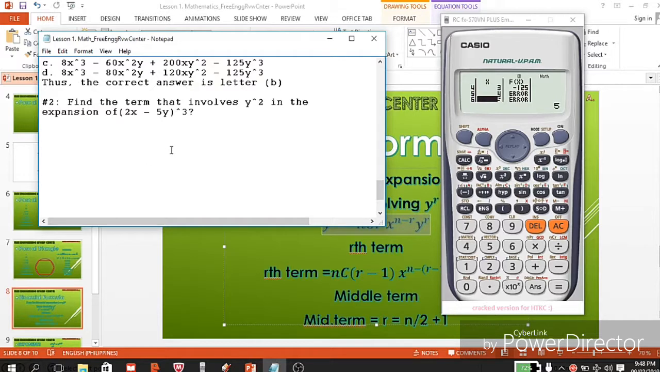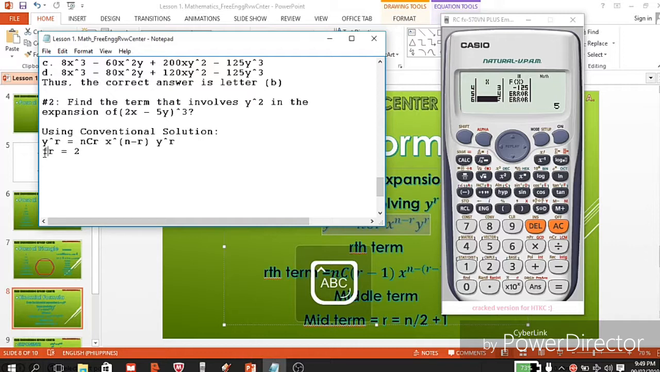So here in our solution we are using the conventional solution. By using the conventional solution, we get the formula for the term with y raised to the power of r: nCr x raised to the power of n minus r, y raised to the power of r. So that is the formula. So in the problem, you need to take r equal, right? So this is 2, we have y squared. So r is equal to 2.